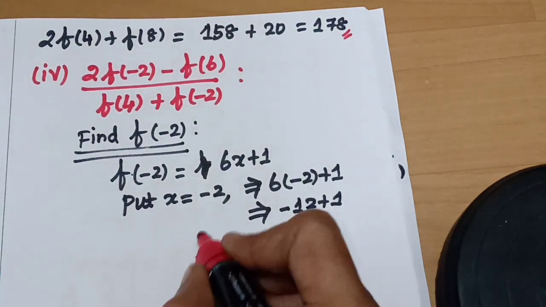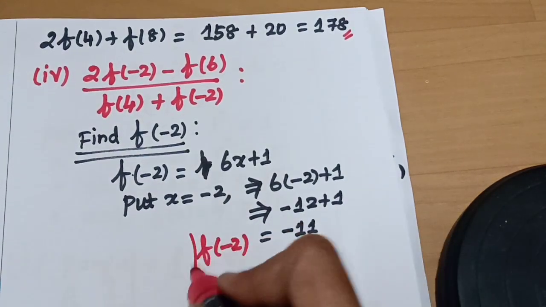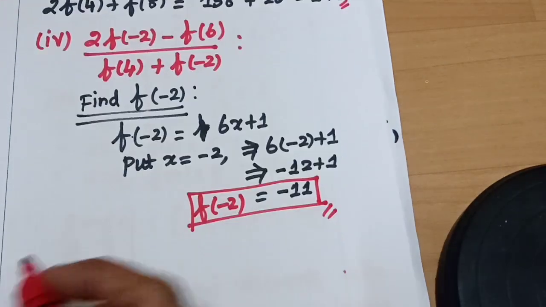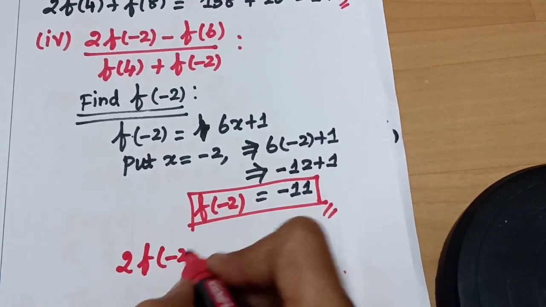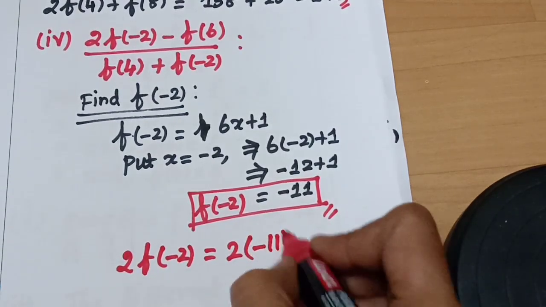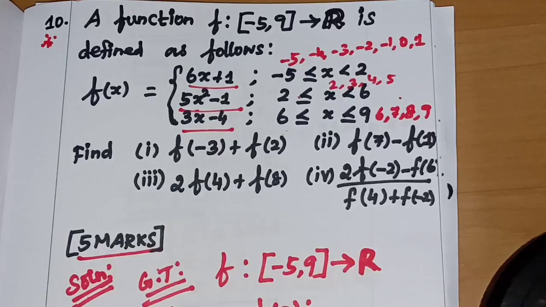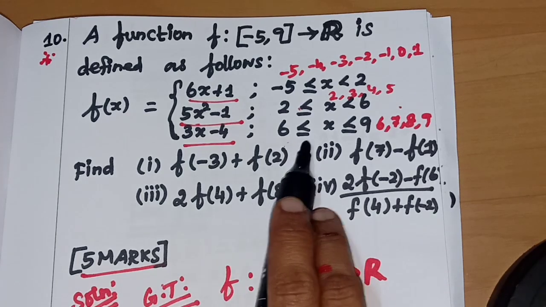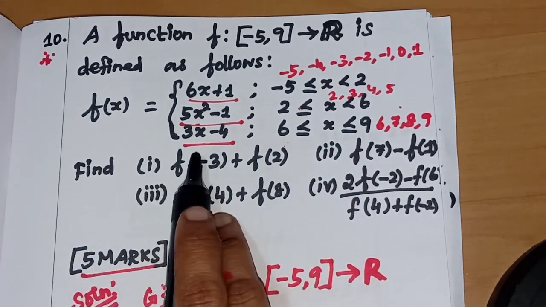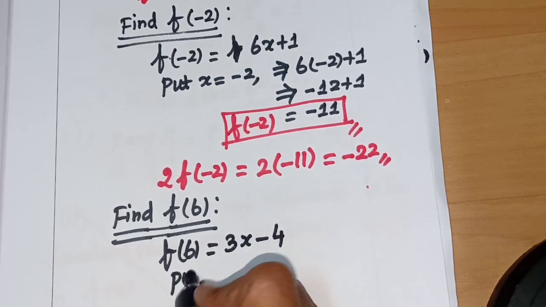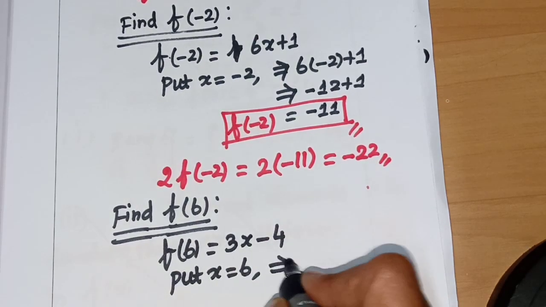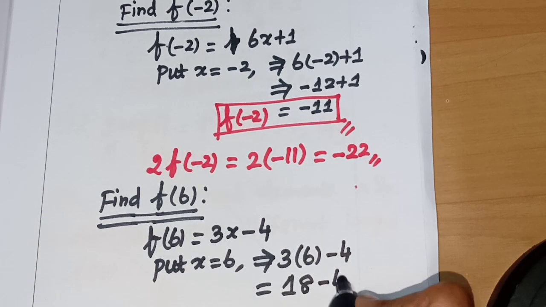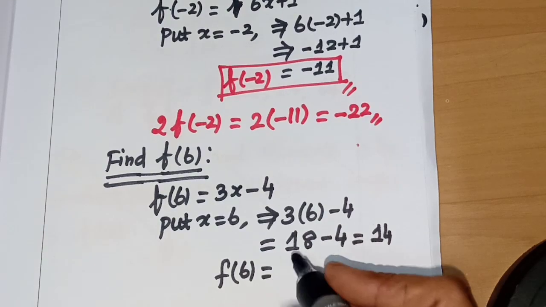F of minus 2 equal to minus 11. Find 2 into f of minus 2. So 2 into f of minus 2 equal to 2 into minus 11 equal to minus 22. So see f of 6, the limit 6 less than or equal to x less than or equal to 9. Function f of x equal to 3x minus 4. Put x equal to 6 implies 3 into 6 minus 4, 18 minus 4 equal to 14. F of 6 equal to 14.